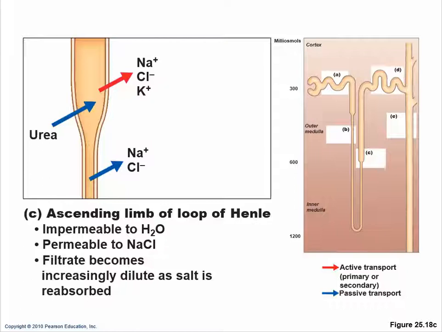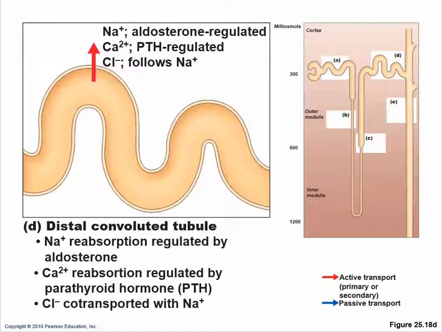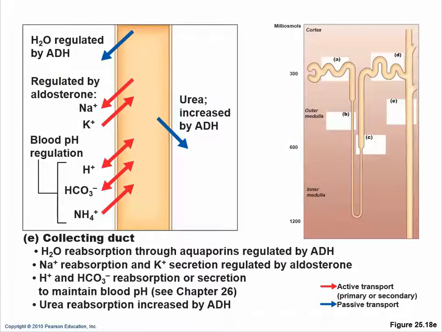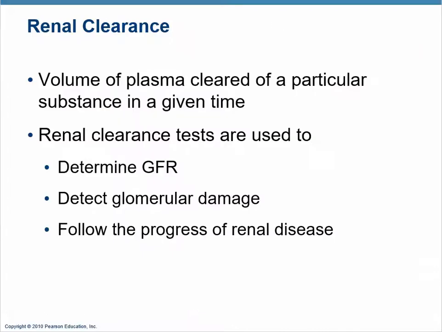In the ascending loop of Henle, it is sodium and potassium primarily. In the distal convoluted tubule, it is sodium with aldosterone regulation, calcium with parathyroid hormone regulation. And then in the collecting duct is water with ADH regulation. More aldosterone, more for sodium, etc.